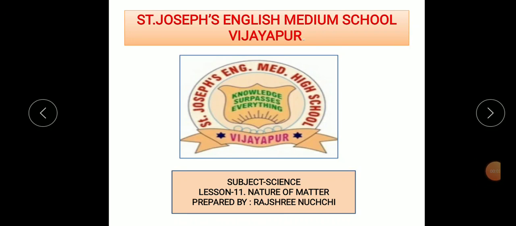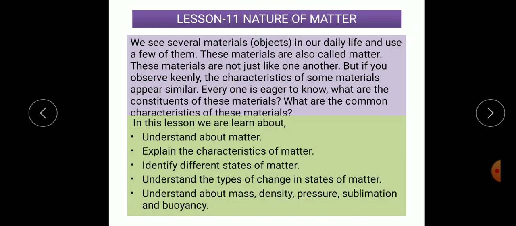Today we will study lesson number 11, nature of matter. We see several materials and objects in our daily life and we use a few of them. These materials are also called matter. These materials are not just like one another, but if you observe neatly, the characteristics of some materials appear similar.